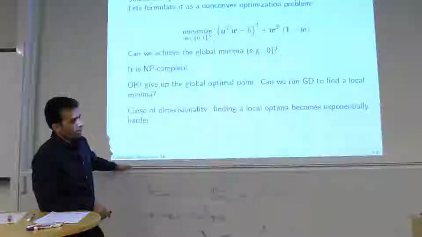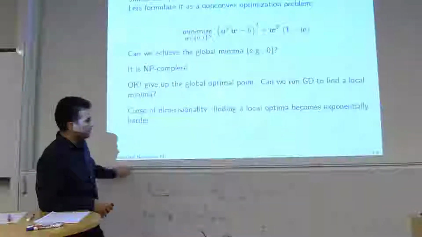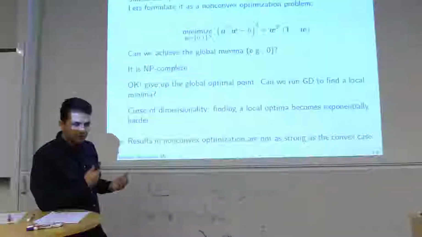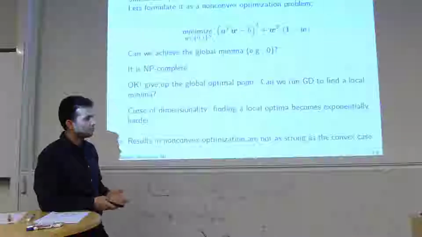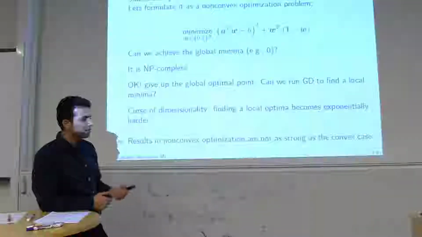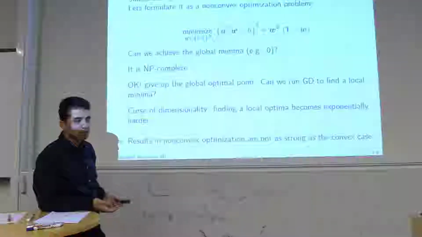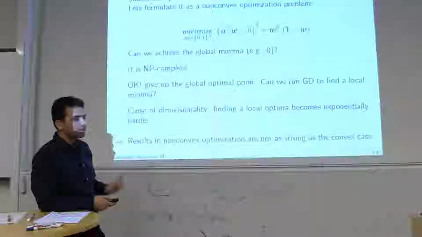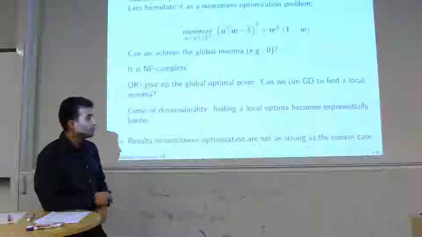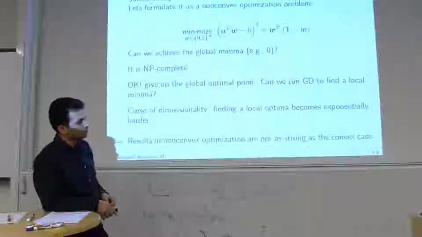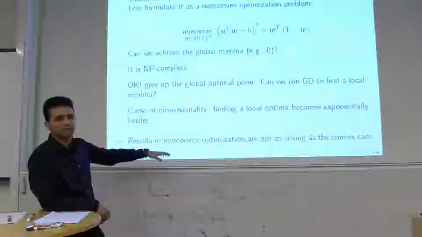All these things are not to discourage, it's just to say that whatever results we have, whatever convergence analysis we can have, they might not be as strong as in the convex case, okay? At least so far. It doesn't mean that we don't have any results. We will see a lot of results in this lecture anyway. So just be aware of this, okay?